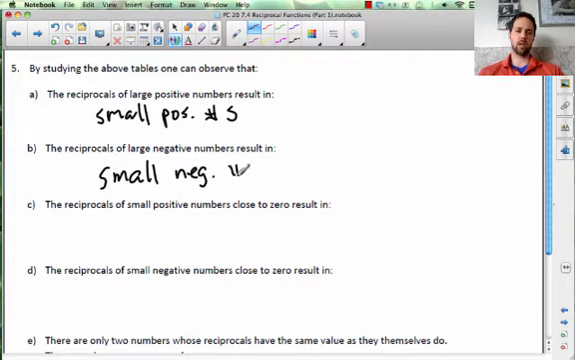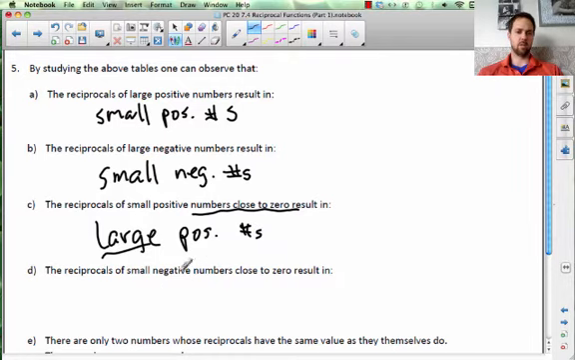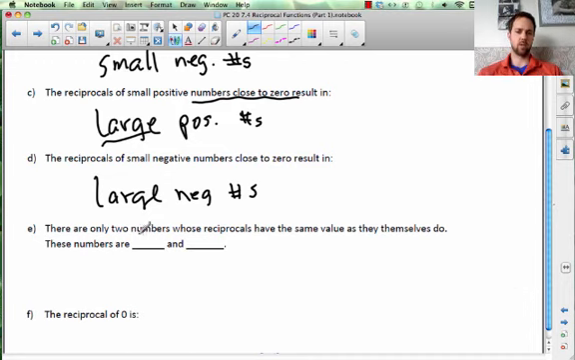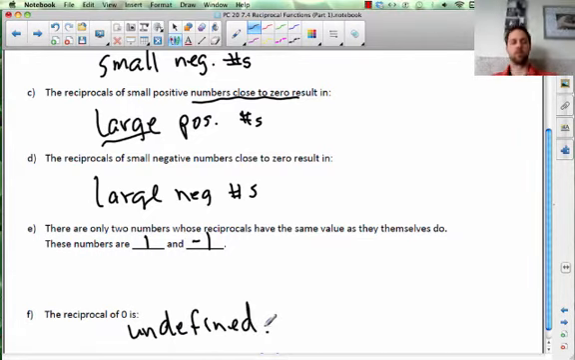So if you divide by something big, you're going to get something small. If you divide by something small, you're going to get something big. So, small positive numbers close to 0 will give you very large positive numbers. And dividing by negative numbers close to 0 will give you very large negative numbers. There are only two numbers whose reciprocals have the same value as they themselves do, and the numbers are 1 and -1. You flip those, you get the exact same thing. The reciprocal of 0 is undefined. Okay, not allowed to divide by 0.